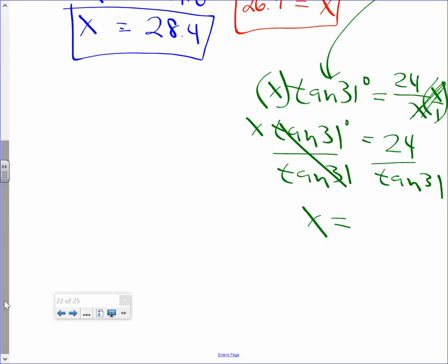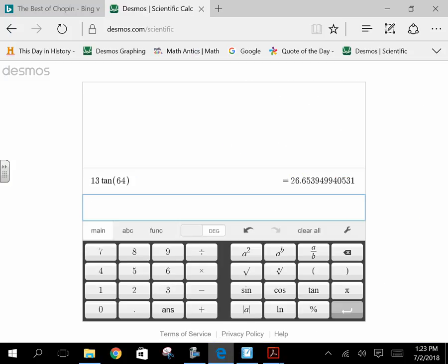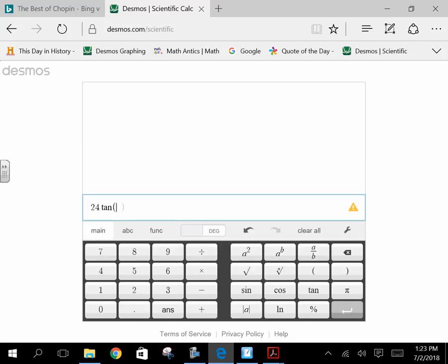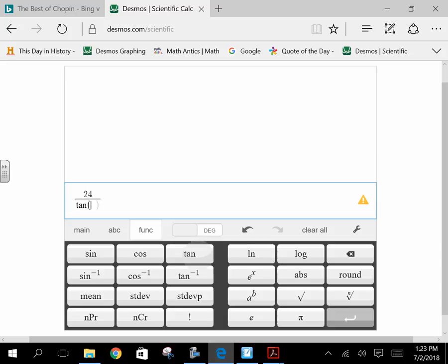You go to Desmos.com. You gonna do that for me, Rodriguez? Never mind. 24 divided by one more time, Jovanovic? 31. Yeah, 31. My bad. 14.4, you get that? 24 divided by tangent of 31. What a doofus I am. Divided by tangent 31, right? Yeah.